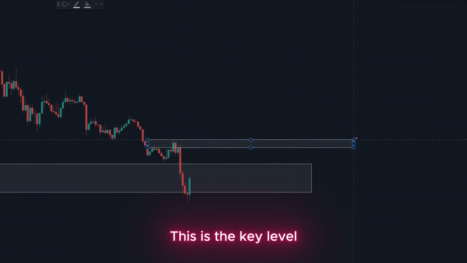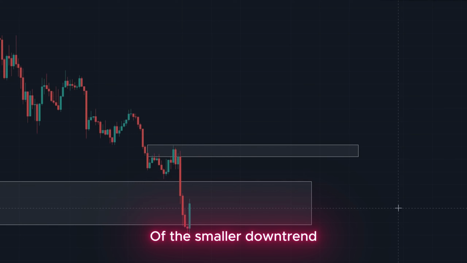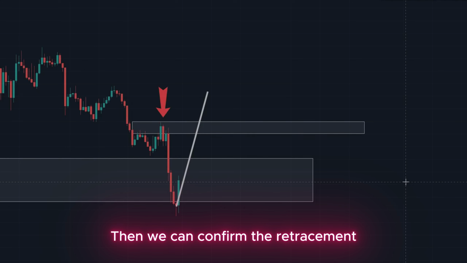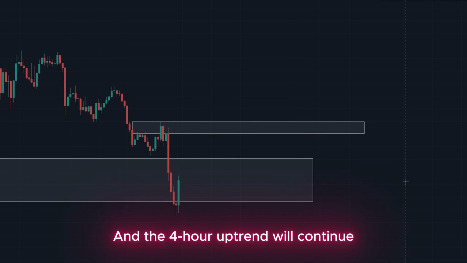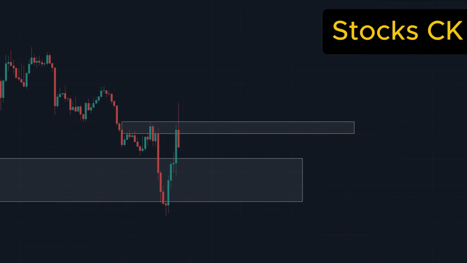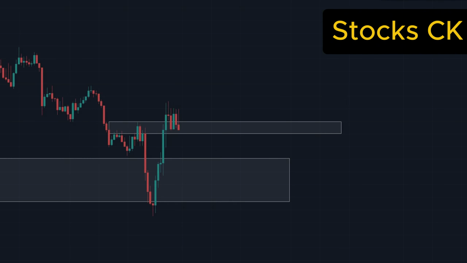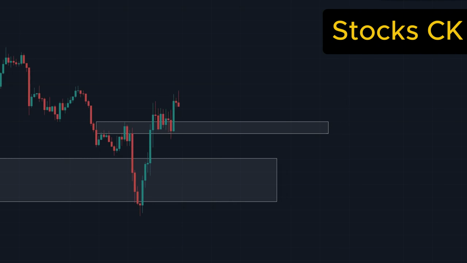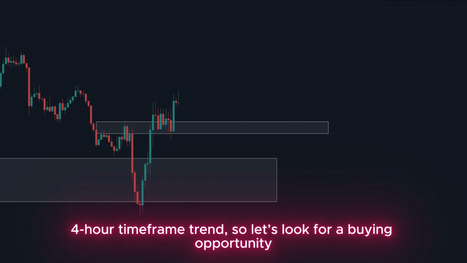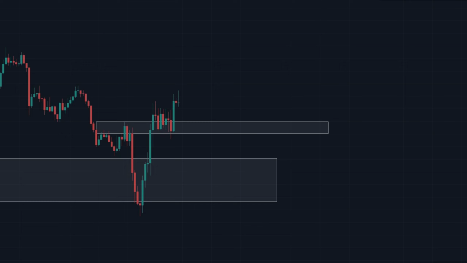This is the key level of the smaller downtrend. Let's wait for the price to break through this key level, then we can confirm the retracement. The downtrend has ended, and the 4 hour uptrend will continue. I can confirm. The price has now broken through this key level. So, the downtrend has reversed into an uptrend. It's following the 4 hour time frame trend, so let's look for a buying opportunity.